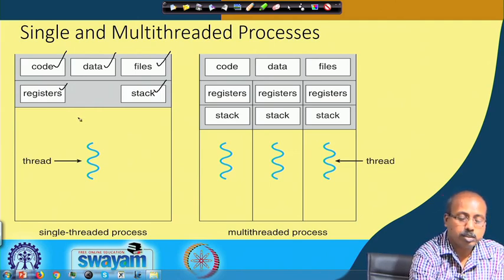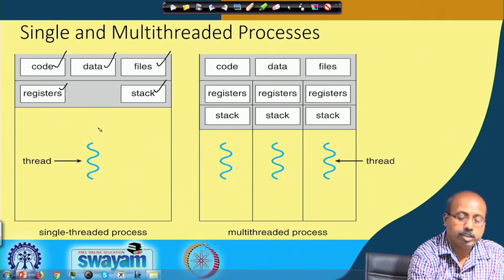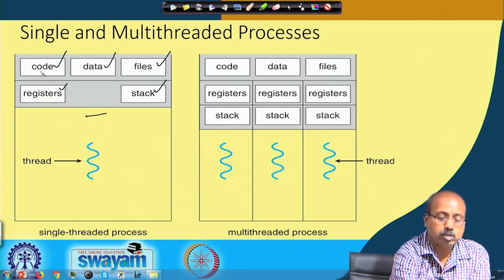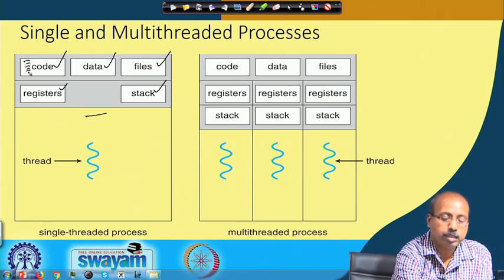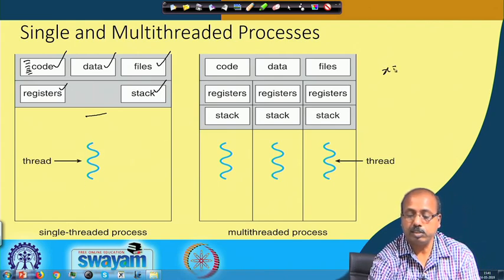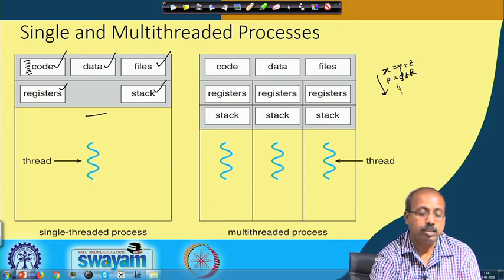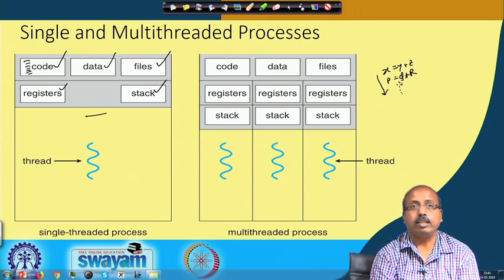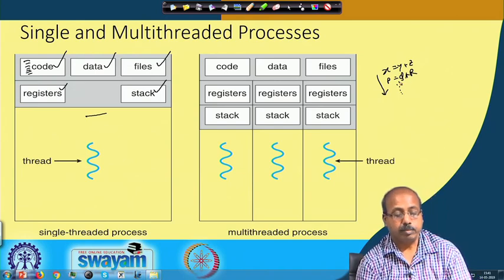When the program is under execution, it is executing line by line. So, this code that we have is executing line by line, and we represent that as a single thread of execution through this program. Maybe the first line is x equal to y plus z, second line is p equal to q into r. Like that we have several lines, and these lines are executed one after the other. So, that is a single threaded process.